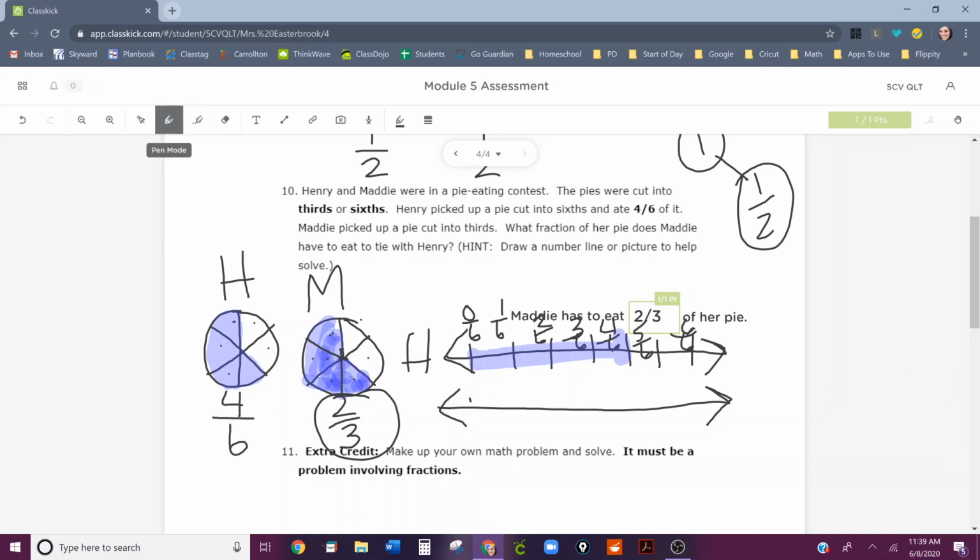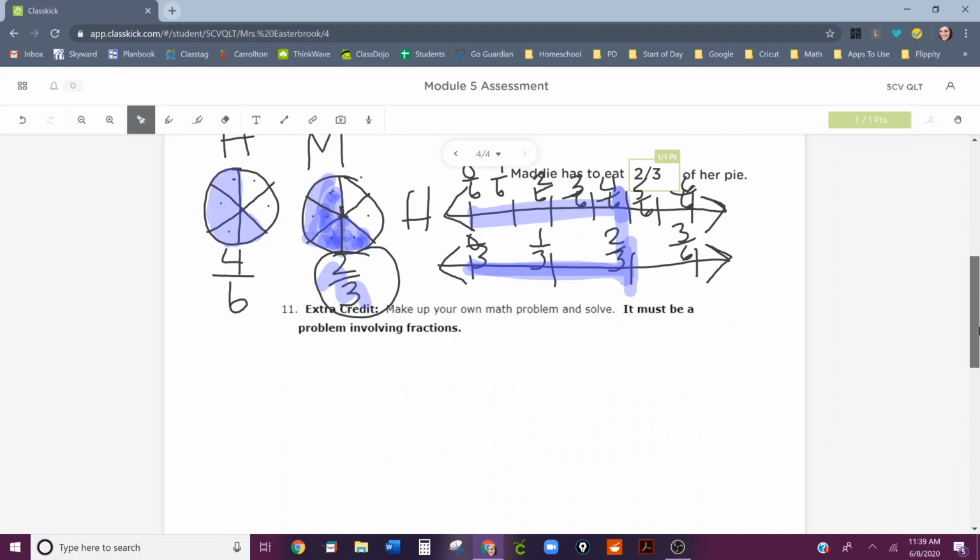Now Maddie's pie is broken into thirds. So here's 0/3, 1/3, 2/3, and 3/3. Well, we had to figure out what do we need to shade to get to the same spot as we did on Henry's, and we had to shade up to the 2/3 line. So that's also where we got that 2/3. So 2 different ways to do it. Here's a picture, here's a number line.